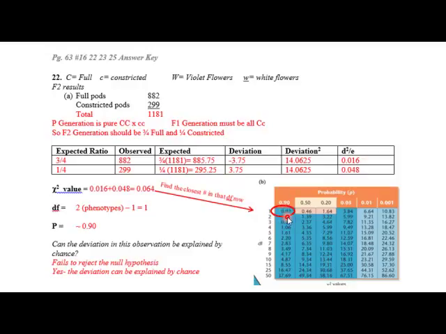So we're asking, can this deviation, this difference, be explained by chance? Anything in this dark blue area is going to fail to reject the null hypothesis, meaning everything's okay. This looks pretty good. In fact, it looks really good because it's all the way over here on the left. We're going to say yes, this deviation can be explained by chance.